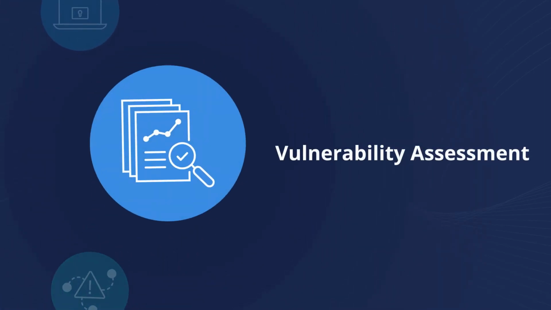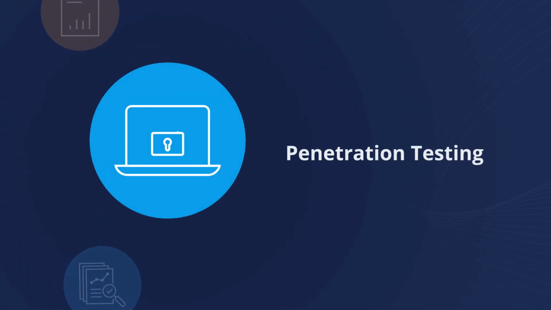Step 3 is vulnerability assessment. Locate possible vulnerabilities with manual and automated testing. Step 4 is the penetration testing. Review network security by conducting dummy exploits.